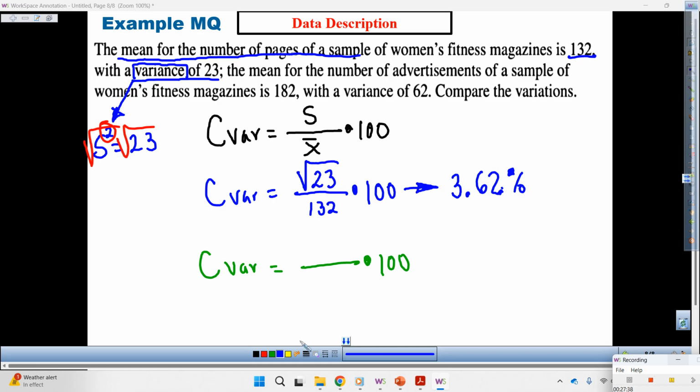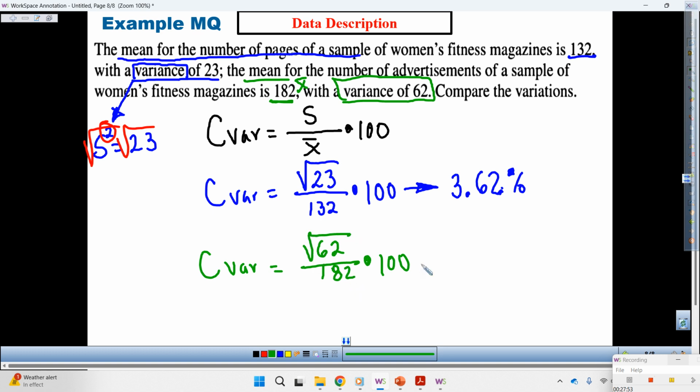All right, Matthew, pass someone so they can help me with the green one. Noah, what do I underline? The mean is how much? 182. That's my x bar, okay? And the variance is 62. So tell me what to write. 62. 182.